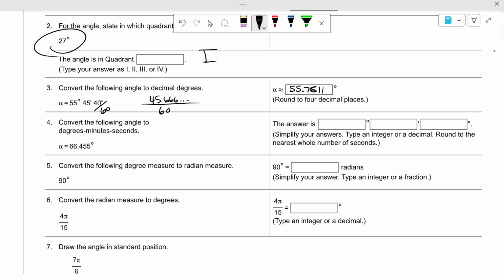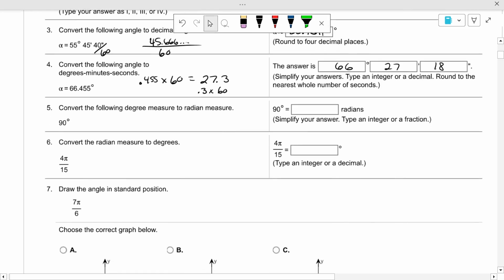All right. So on this one, it's going to be 66 degrees, and then you take 0.455 times 60. You multiply by 60 instead of dividing by 60, and you get 27.3 exactly. And then you take 0.3 times 60, and you get 18.